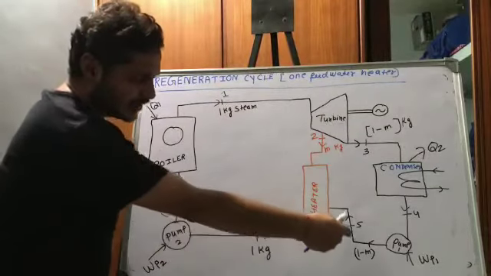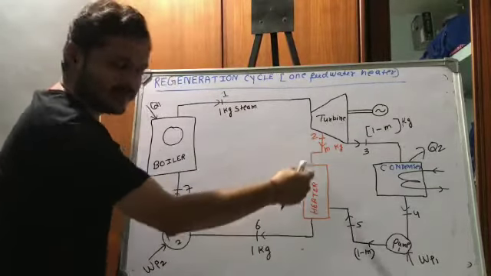After that, 1 minus m plus m becomes 1 kg, which will go to pump 2, and again this water will be pumped to the boiler and this cycle goes on. So we have understood what is happening here.